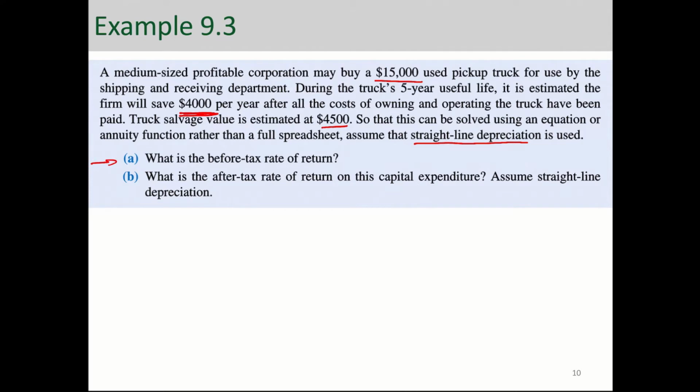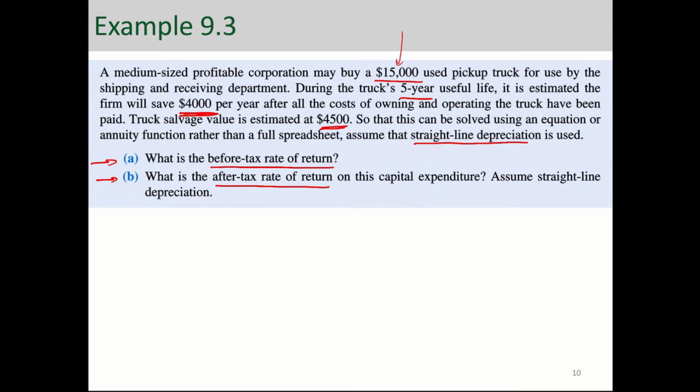Part A, what is the before tax rate of return? And part B says, what is the after-tax rate of return on this capital expenditure, assuming straight line depreciation? Well, the depreciation will be applied on this cost basis, and that is $15,000. And that will be spread over 5 years of the life, and the salvage value is $4,500.